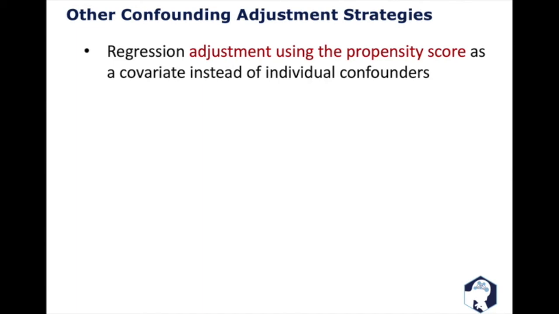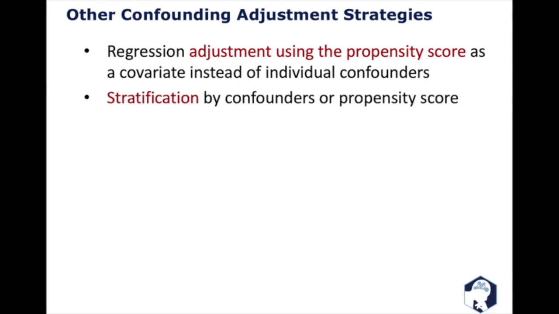There are other adjustment strategies for dealing with confounding. For example, we can do regression adjustment using the propensity score as a covariate instead of individual confounders. Of course, we still have to correctly specify our models. We could stratify by confounders or by the propensity score and estimate the average causal effect within strata. There are certain rules that are used to combine estimates from each strata in order to get the overall average causal effect.